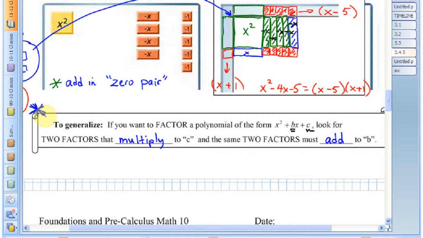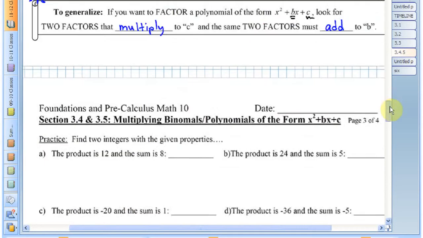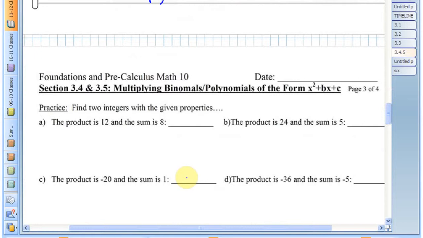That's the trick. Now, before we actually do some of these factoring questions, let's practice finding those numbers. So turn the page, please, page 3. I'm going to ask you, please, to look at this. The product, once again, means multiplying, right? So I'm asking you right now to figure out two numbers that multiply to 12, and the sum, meaning they add to 8. Help me out. What could they be? Okay, I heard 6 and 2. Is there any other suggestion?